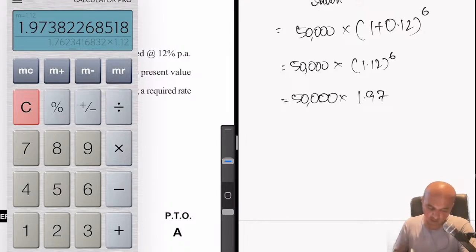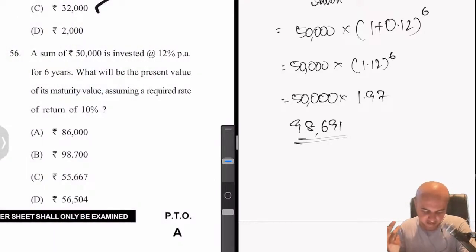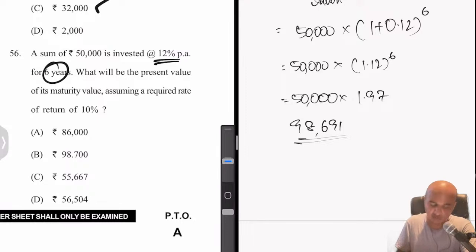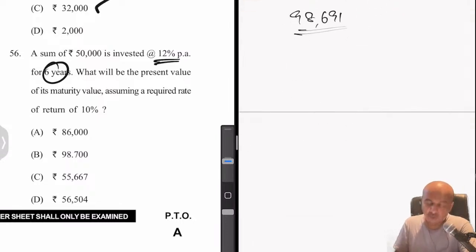1.97 now into 50,000, so this will be 98,691. So this is the future value we get after how many years? After 6 years at the rate of 12%, basically compounding. Now what would be its present value? Present value can be easily identified. 98,691, if that is the future value, that divided by 1 plus r to the power of n.